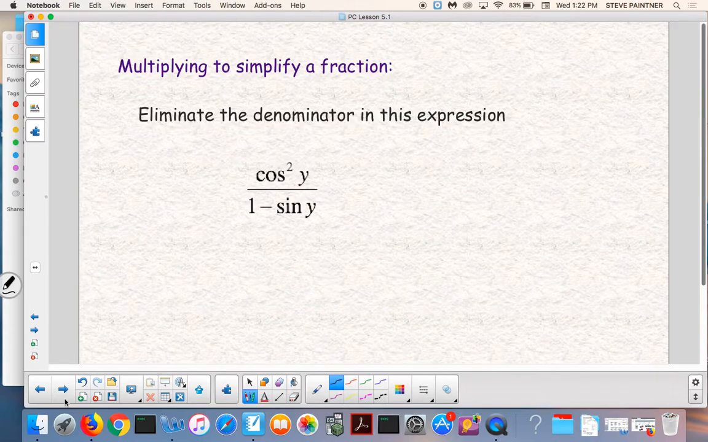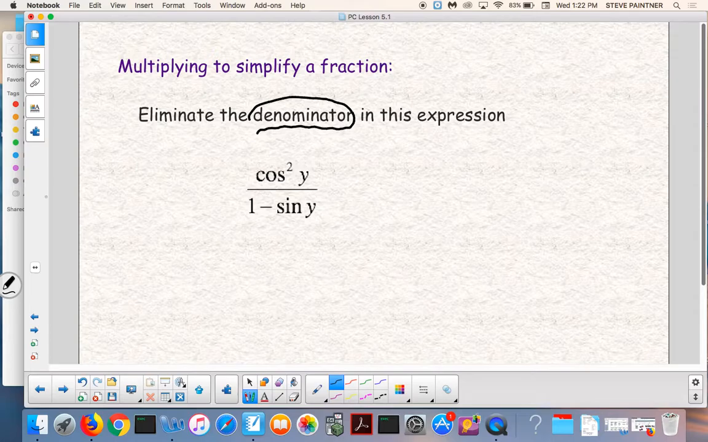Okay, this is our last slide, isn't it? Okay, ready? This is a cool tool. It's like the hammer. It's like the drill. It's something in your back pocket. You pull it out. Multiply to simplify a fraction. Eliminate the denominator in this expression.